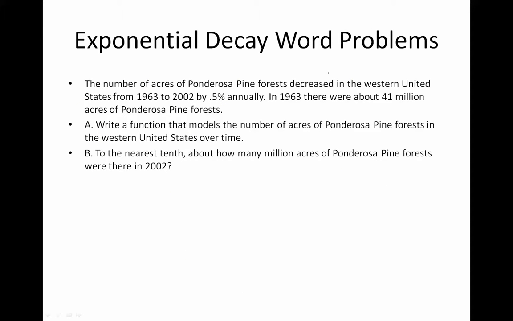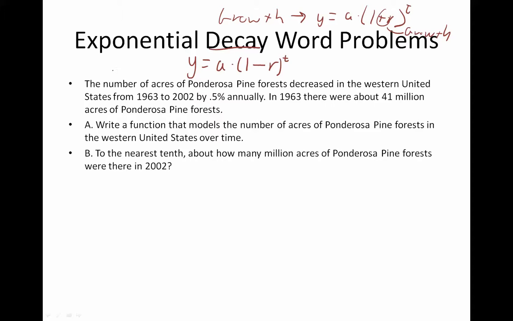We're going to do an exponential decay word problem. Now, we're going to use the same formula that we did in the last section, which was y equals a times 1 plus r. But this time, because it's decay, we're going to subtract r. In growth problems, we did y equals a times 1 plus r to the t. When we're growing, we're adding the percent. For decay, we are going to subtract it, right? The subtraction is going to make decay.